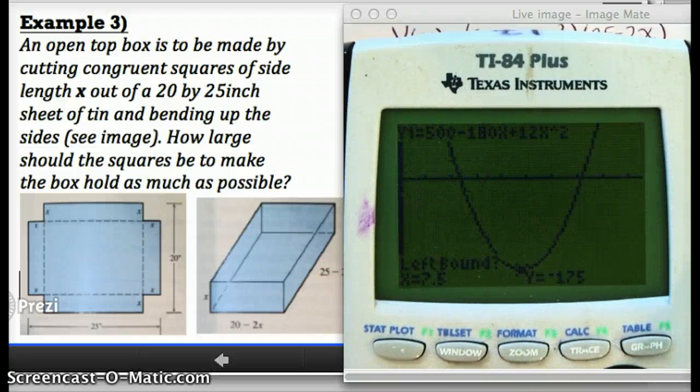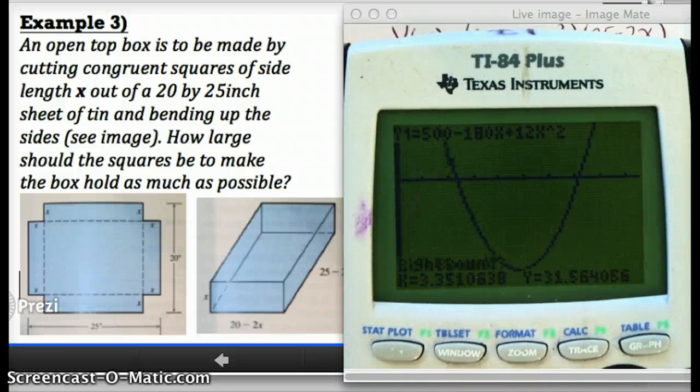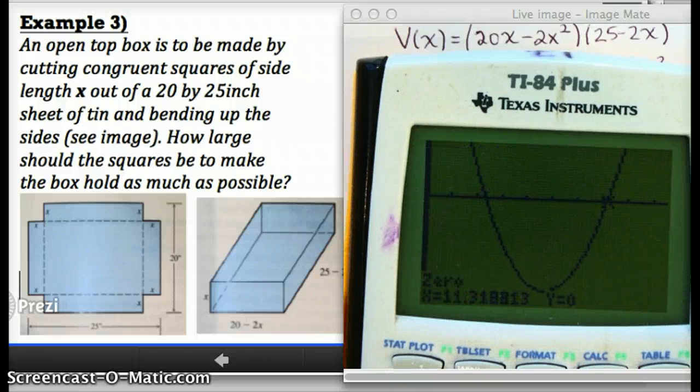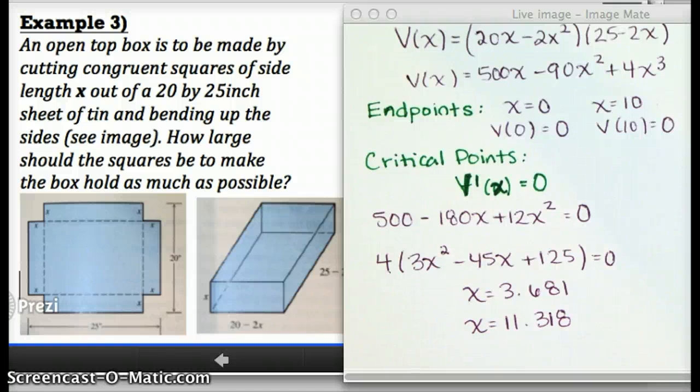And then I have to scroll all the way over to the left of the first point. Left bound, right bound, enter. And I get the first 0 is at 3.681. And then we repeat the process for the second 0, which turns out to be 11.318. And that gives me my 2 critical values.